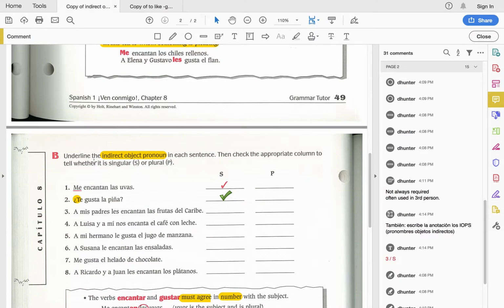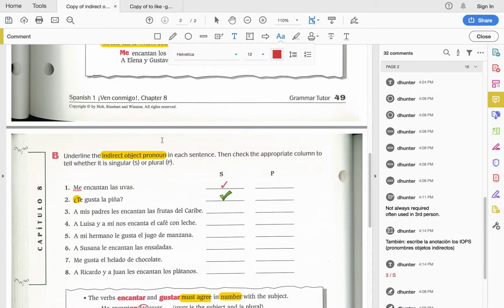Práctica B. Underline the indirect object pronoun in each sentence. So, done the first few for you. Then check the appropriate column to tell whether it's singular or plural. It's key to see here that we're focused on the indirect object pronoun, and I would just simply write here that is the who. This is who is being pleased, 100%.